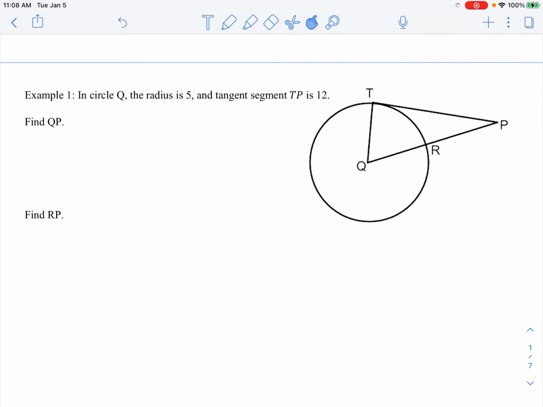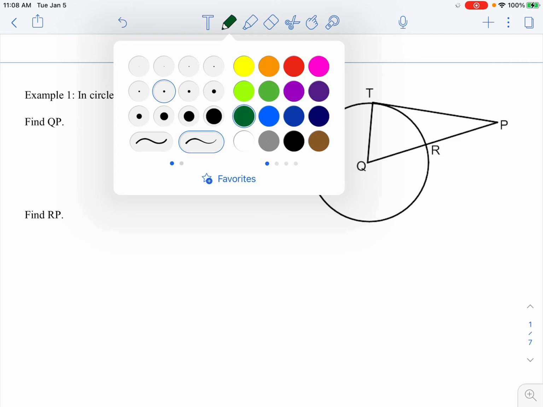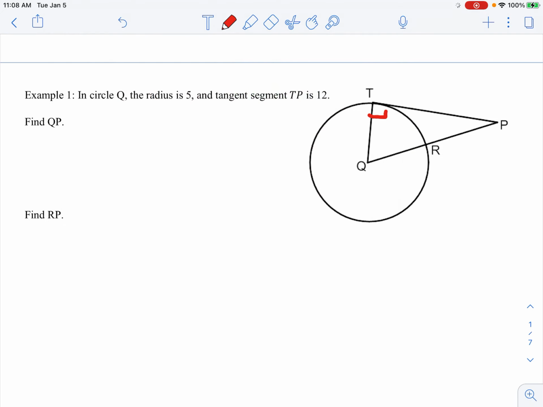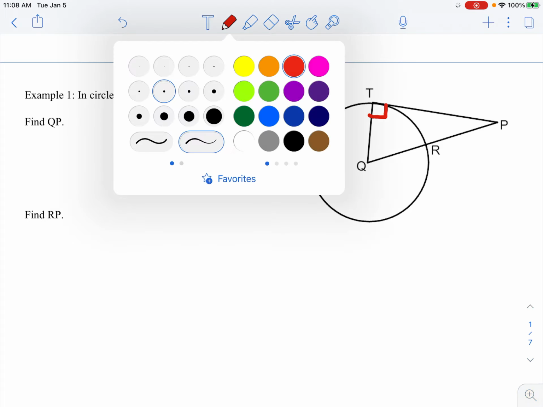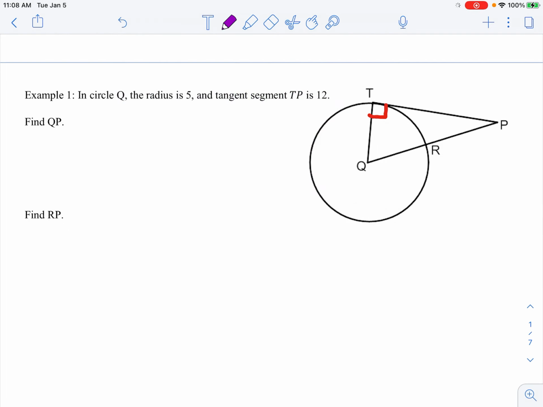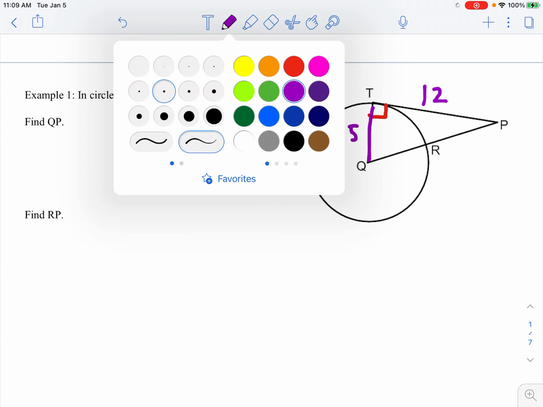In circle Q, the radius is 5, and the tangent segment TP is 12. I notice that I have a tangent line touching a radius, so before I get started, I'm going to draw in my 90-degree angle where the radius touches the tangent. Now you'll notice we already have a triangle formed in this picture, so we don't have to form the triangle on our own. We need to go ahead and label its pieces. It tells us that TP is 12, so let's put TP as 12. It tells us that the radius is 5, and remember the radius runs from the center out, so this whole thing is 5.